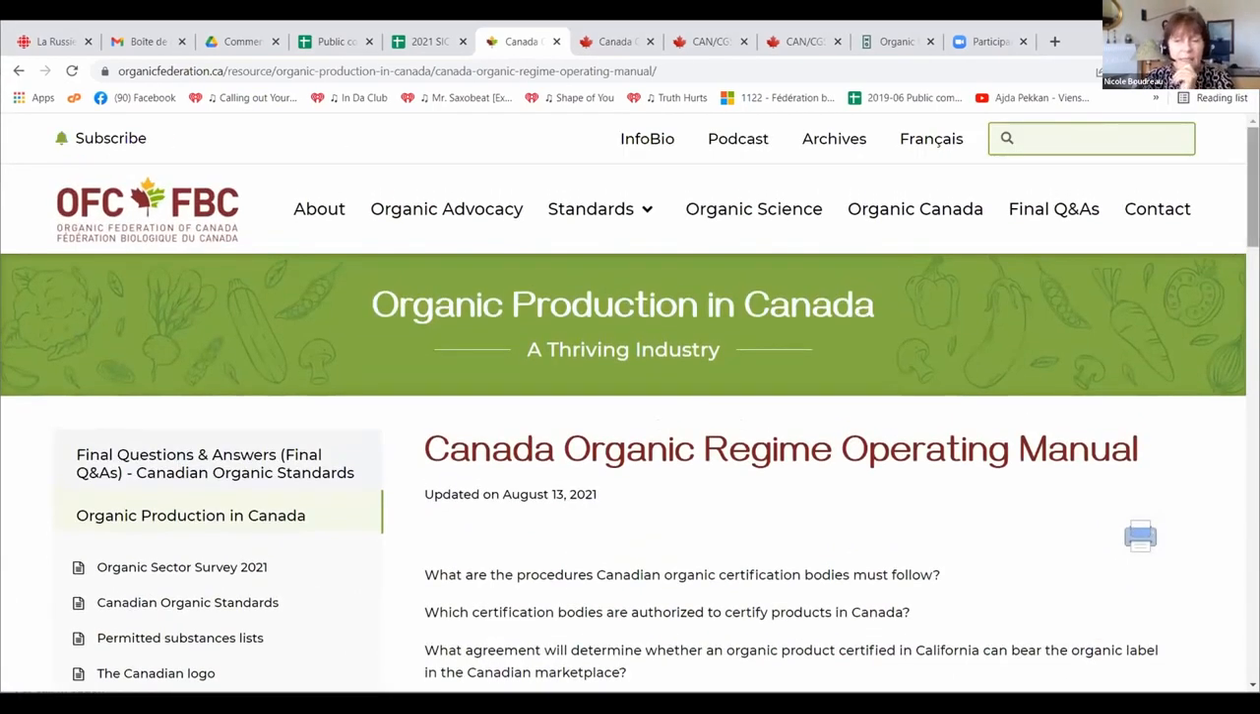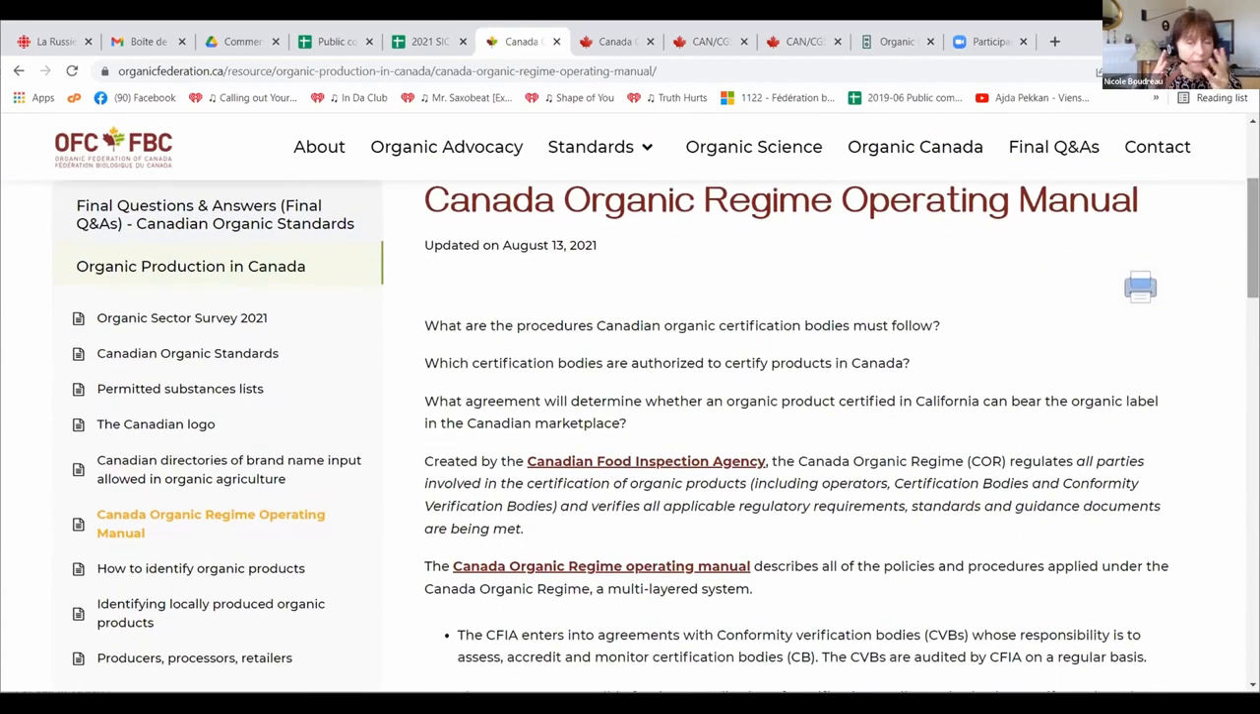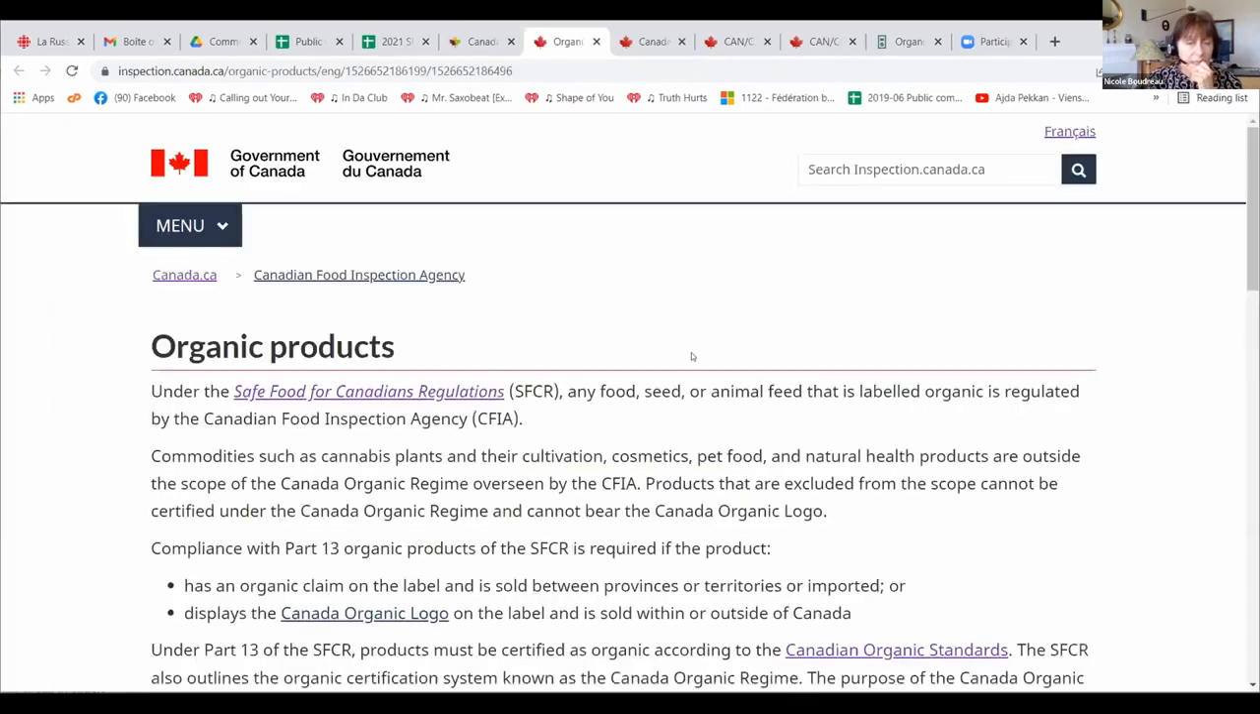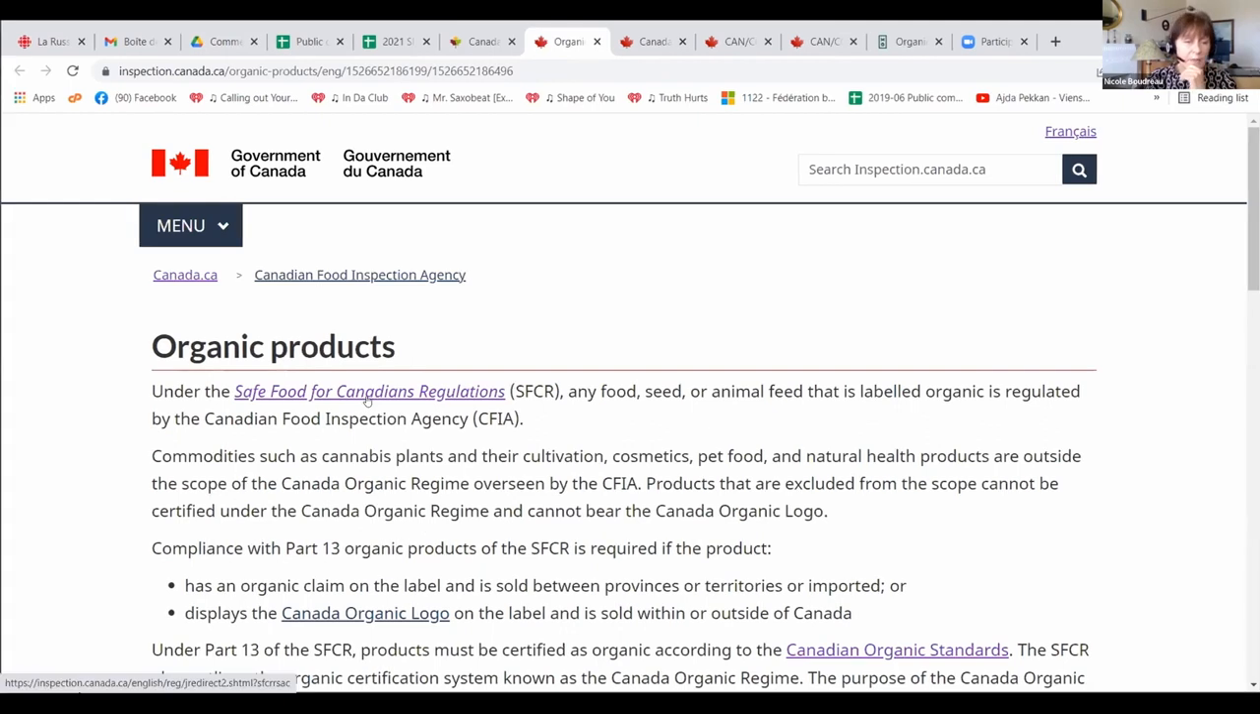In Canada there is what is called the Canada Organic Regime. It is managed by the Canadian Food Inspection Agency. The Canadian Food Inspection Agency has created a page on its website, called Organic Products. So we will surf rapidly over this page, but the first thing I would like you to see is that organic is regulated under the regulation called the Safe Food for Canadians Regulation. Maybe you heard that name.